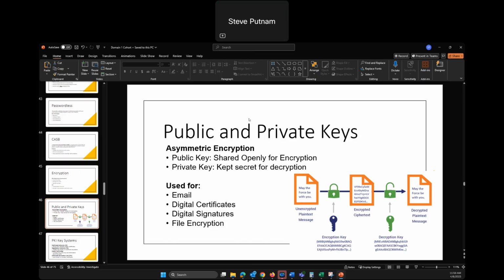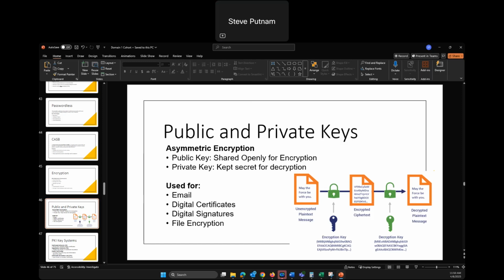It works essentially by the sender encrypting data using the recipient's public key, and then the recipient decrypts that data using the private key. This ensures only the intended recipient can read the data, because if they don't have the private key, they can't decrypt it. Okay.